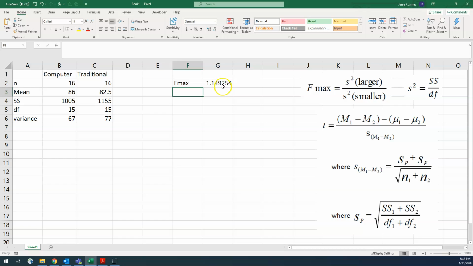This is, of course, smaller than your critical F max, which was, if you remember, 2.86. So you're free to go ahead with the rest of your t-test.